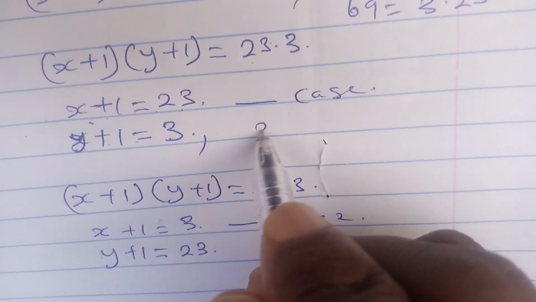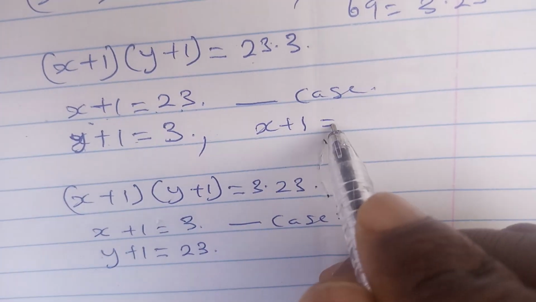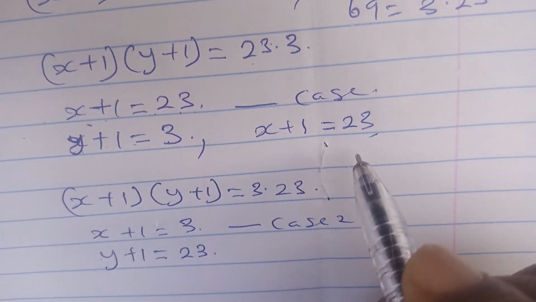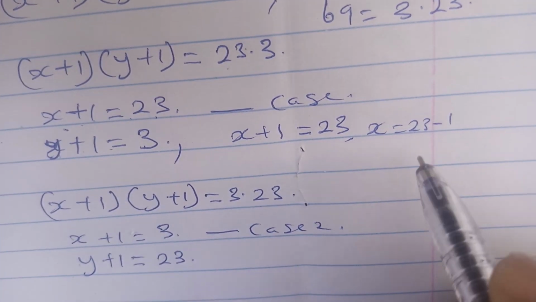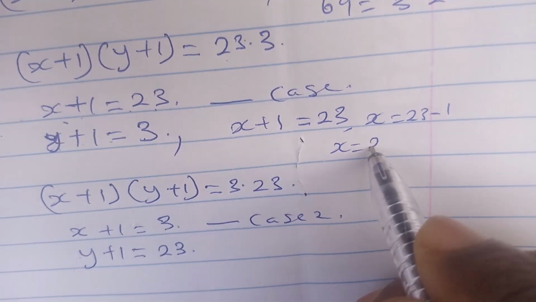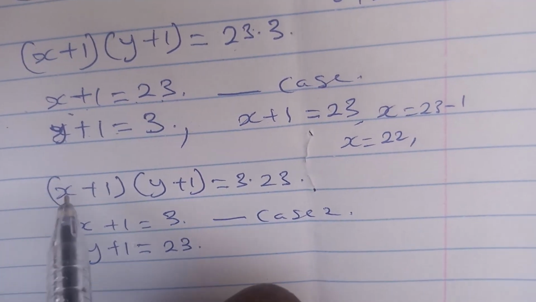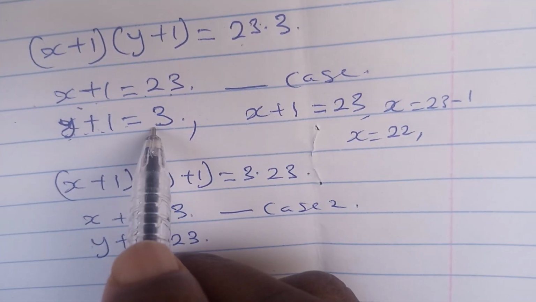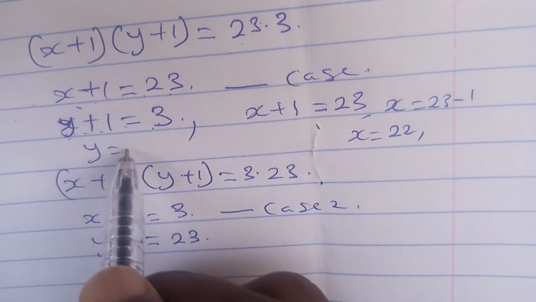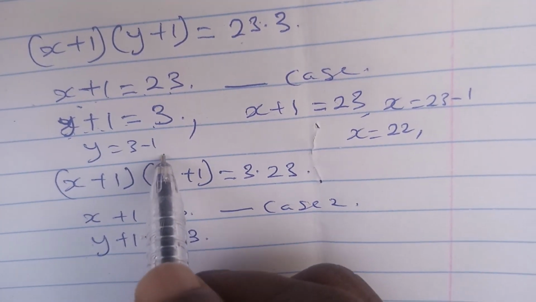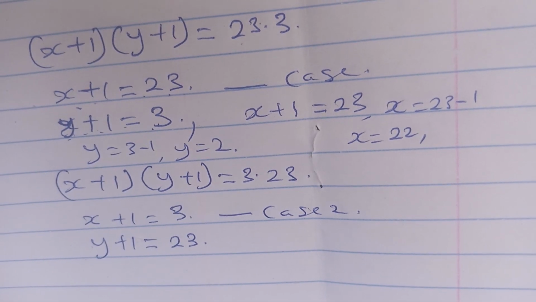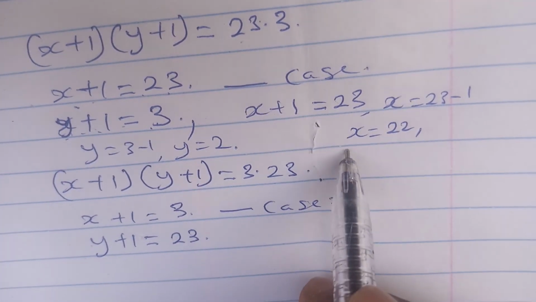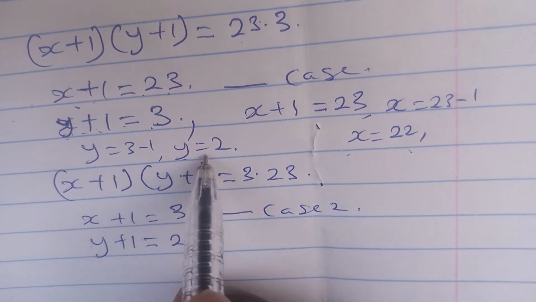So if we solve for case 1, from here we can say x plus 1 is equal to 23. Therefore our x is equal to 23 minus 1, so our x is equal to 22. And we said y plus 1 is equal to 3, so we can say y is equal to 3 minus 1. Therefore my y is equal to 2. In case 1, when x is equal to 22, y is equal to 2.